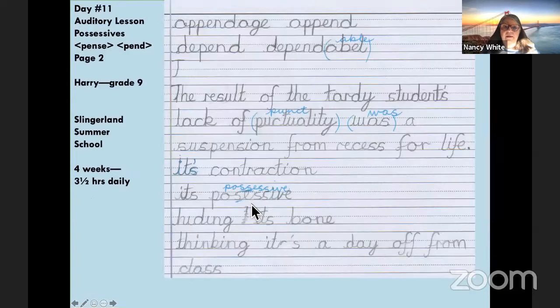So then we had some more with the P-E-N-D, P-E-N-S-E, and then the sentence, and you see why you needed that capital T. The result of the tardy student's lack of punctuality was a suspension from recess for life. We were harsh. And then we've been practicing the ITS. So the it is contraction, the it's possessive, which does not have an apostrophe, which gives everybody trouble, whether English is your first language or not. And then a phrase hiding its bone, thinking it's a day off from class. And as you see, he still had a little trouble with it when we were practicing just the words themselves, but he remembered how to do it when he had the phrase.